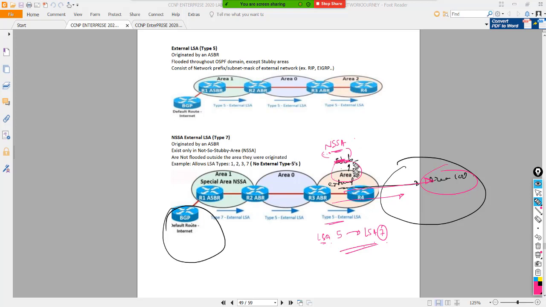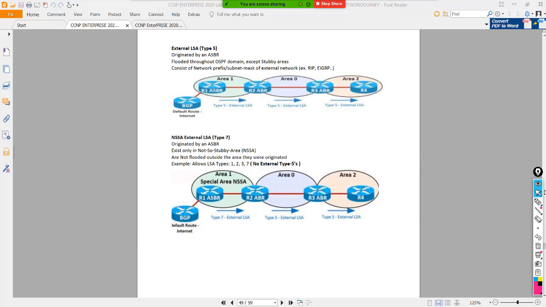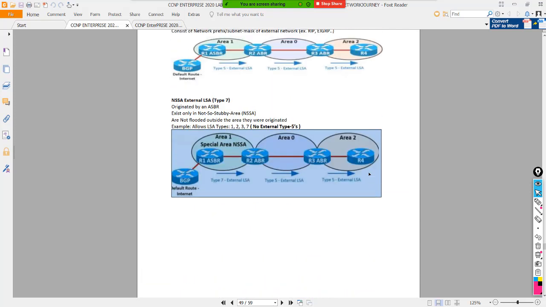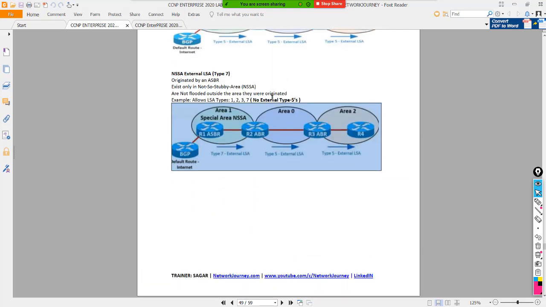As soon as I do that, my LSA 5 will still be suppressed. There will be no LSA 5 in this region, but instead of LSA 5, a new LSA is generated, which is LSA 7. So this LSA 7 will take care of all the individual routes and push them to the next area. Okay, so this is an overview of LSAs. The more we do practicals, the clearer it will be. As I have written here, there is no external type 5.